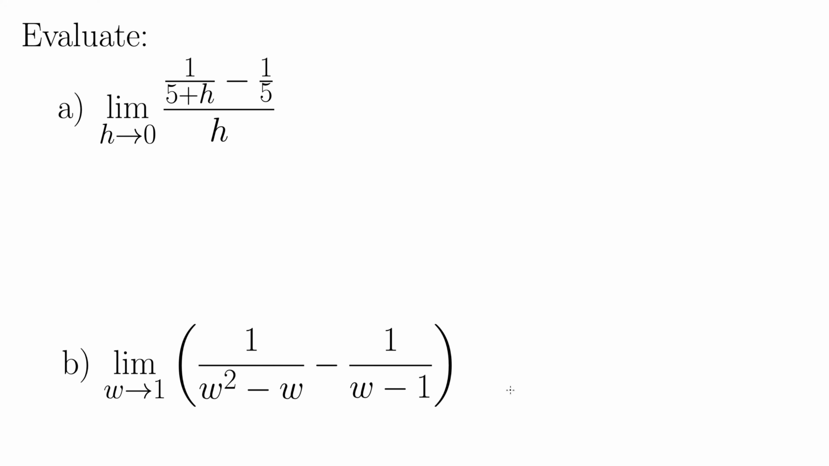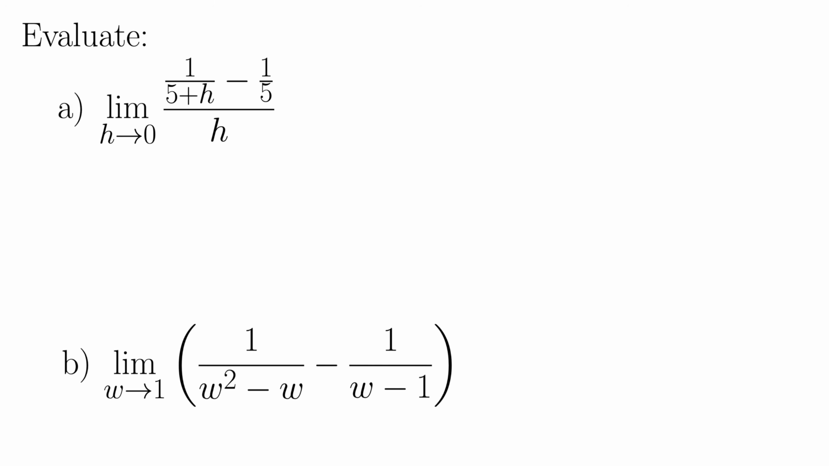Another technique for evaluating limits is to use common denominators. For part A, we have the limit as h goes to 0 of 1 over 5 plus h minus 1/5, all over h. First, quickly note that if we just plug in 0 for h, we'd get 0 over 0, which is an indeterminate form, which basically means we better do a little bit more work.